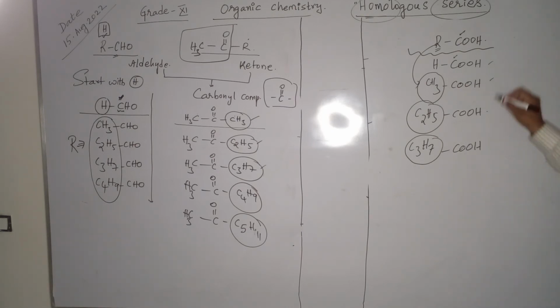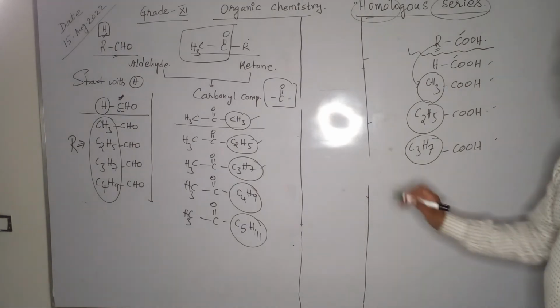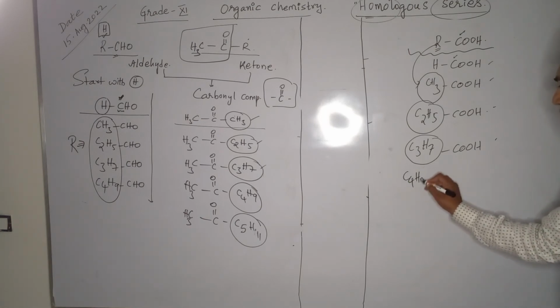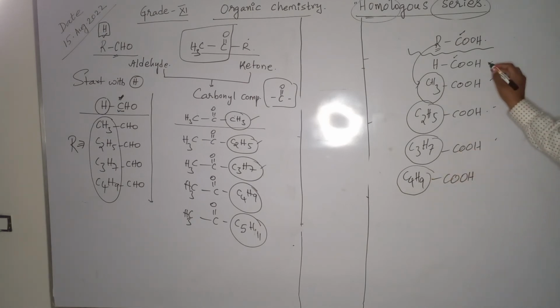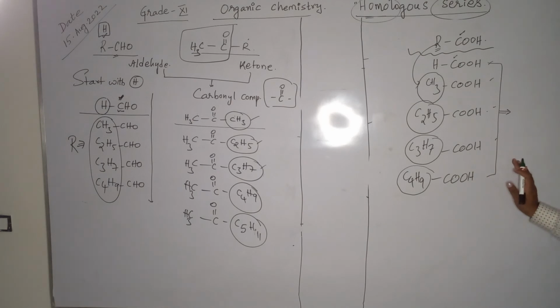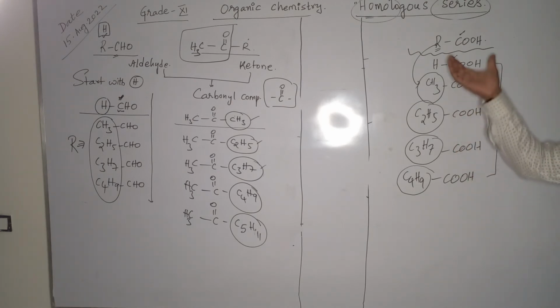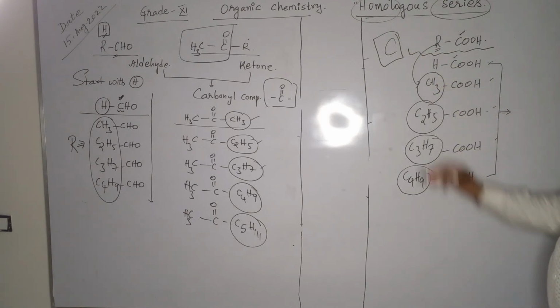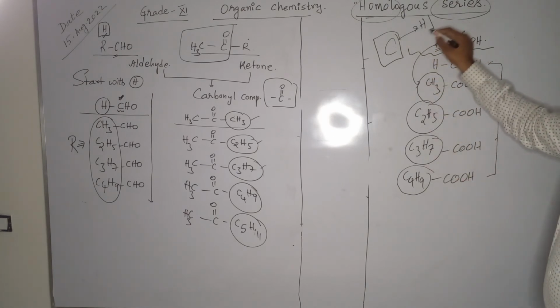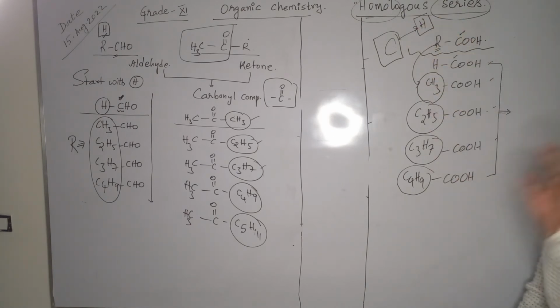So we have 1, 2, 3, 4 compounds. Add one more, C4H9 and COOH. So using this method we can write up to 5 compounds. That is the homologous series for carboxylic acid. So very simple. If at all there is already carbon, then what do we do? We start with H as the first compound, and later you can start with the same R group.